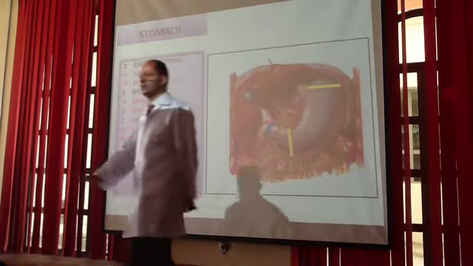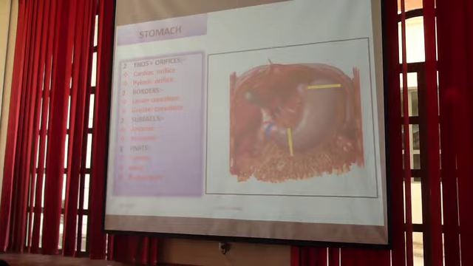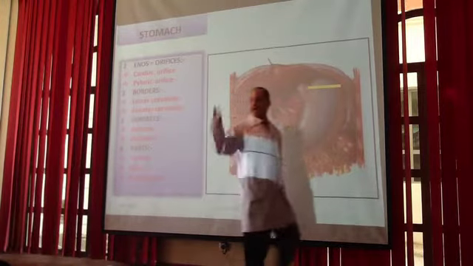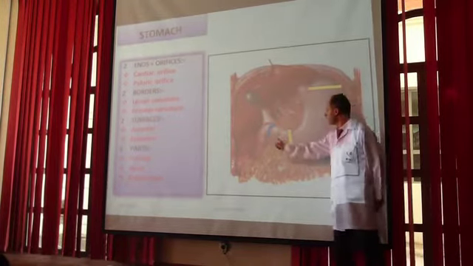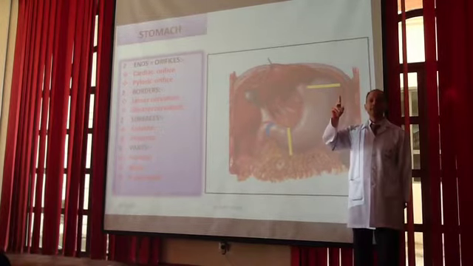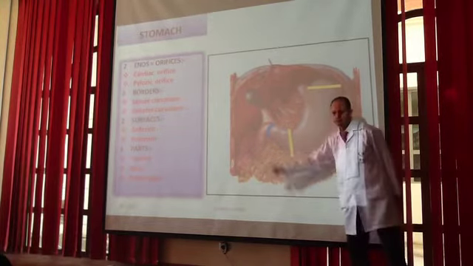I think this will be the last lecture for you, God willing. So I am giving you the whole curriculum. Focus today. The organ of two is the stomach. It has two orifices, cardiac orifice, pyloric orifice. Two curvatures, lesser curvature, greater curvature.